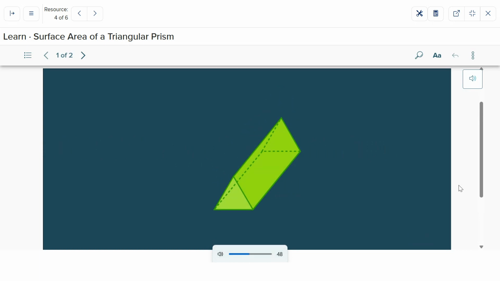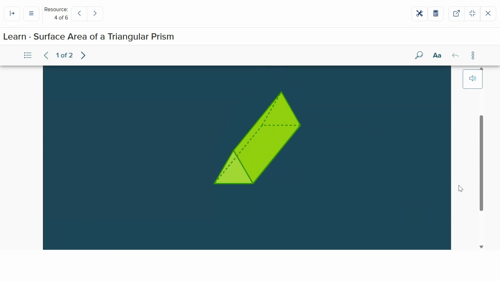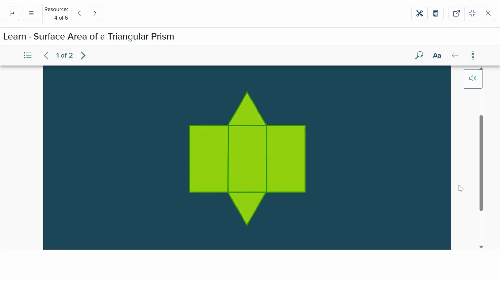The surface area of a three-dimensional figure is the sum of the areas of the faces. To find the surface area of this triangular prism, find the sum of the areas of the two triangular bases and the areas of the three rectangular faces. You can use a net to find the surface area of the triangular prism. A net is a two-dimensional representation of a three-dimensional figure. The shapes in the net of this triangular prism are two triangular bases and three rectangular faces.